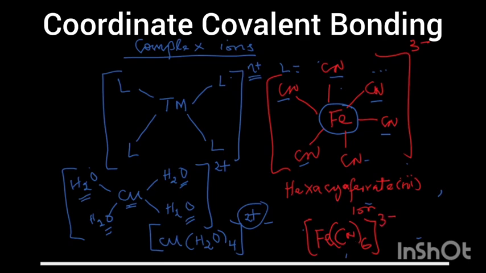Is that okay now? So these ions, whenever you see any complex ion having a transition metal and a ligand, definitely the kind of bond connecting them is dative bonding. Is that clear now?